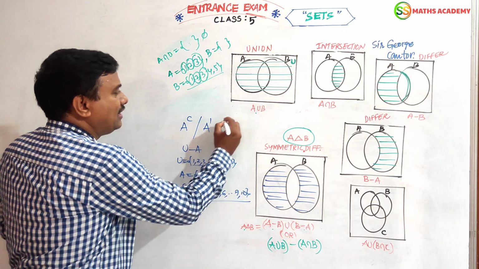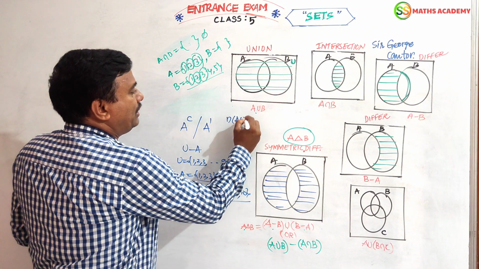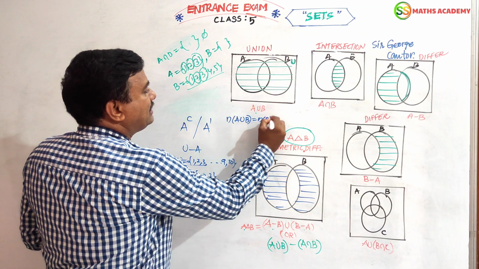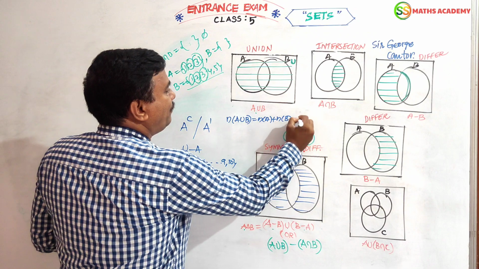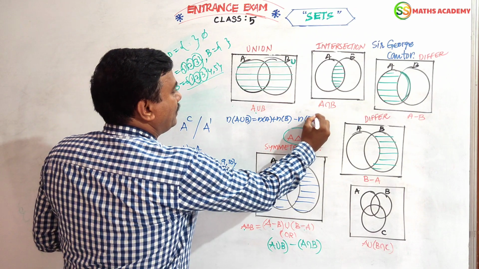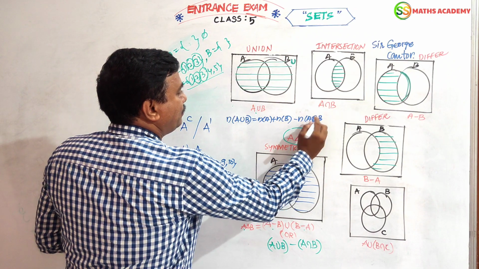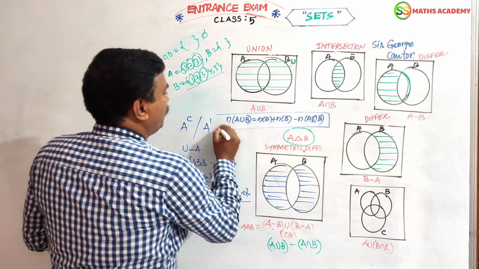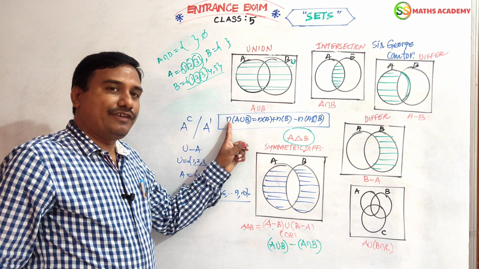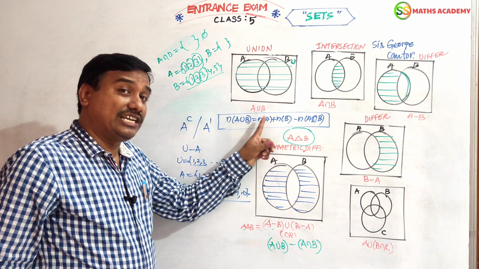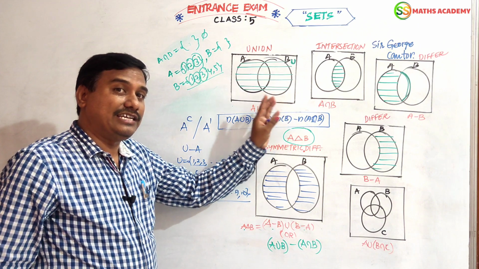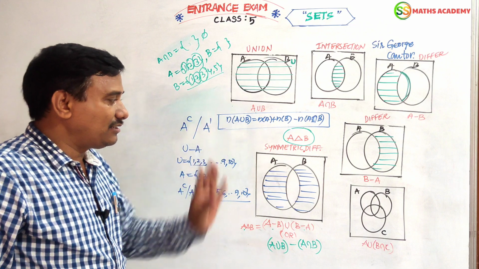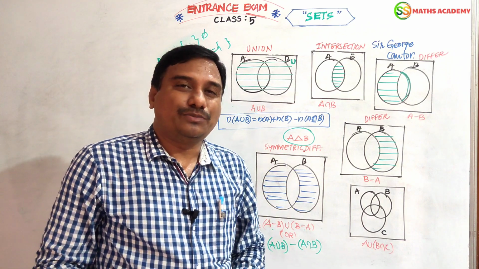And one formula is there. N of A union B is equal to N of A plus N of B minus N of A intersection B. This is a beautiful formula. N of A, the number of elements in A, union B equals N of A plus N of B minus N of A intersection B. These are the terms we use to solve many kinds of questions.